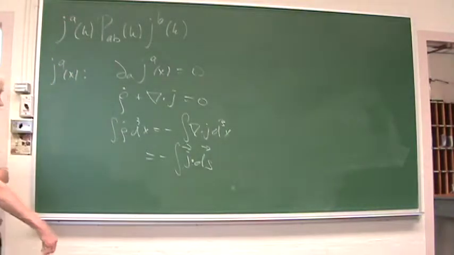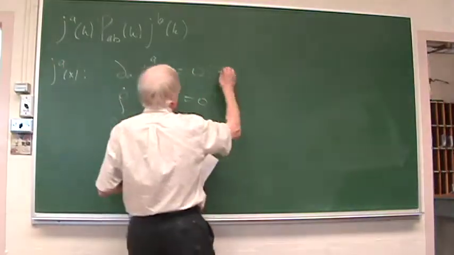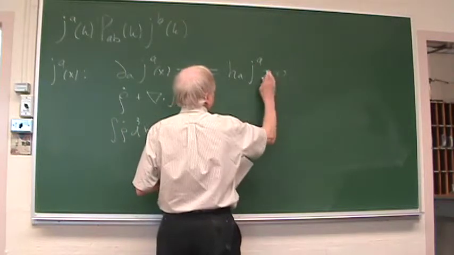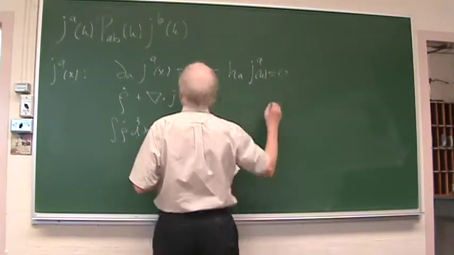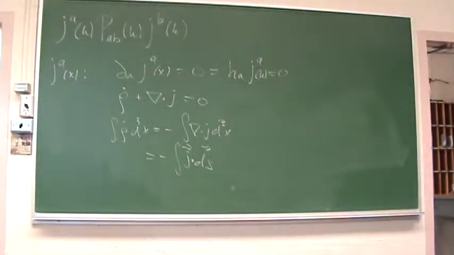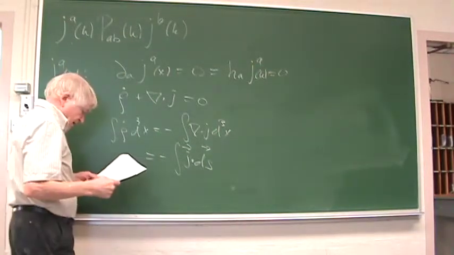Okay, so that's the idea of a conserved current. We want ∂_A J^A = 0, and in momentum space, that's K_A J^A(K) = 0. So what I'm saying to you is that if we were doing perturbation theory with this photon propagator, we could write the photon propagator in this crazy form, but it would only occur between conserved currents in momentum space.